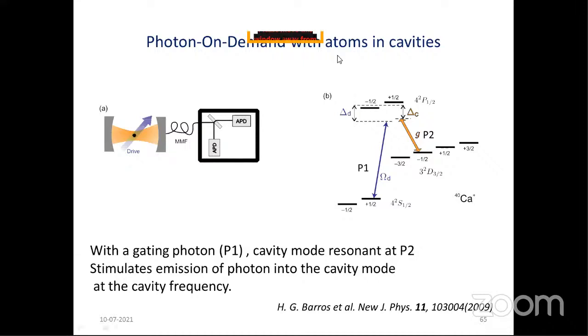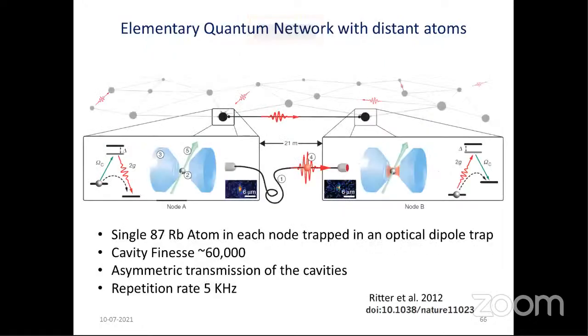Now, using that, one can do various things. You can generate photons on demand with cavities, which are essential for some of the quantum information transfer schemes. And you can think of building such elementary quantum networks. So you have one node where you have an atom inside a cavity. These are the two internal levels. Both are in the ground state, but different hyperfine levels. One of them is 0 and the other is 1. So these are the logical states of your qubit.